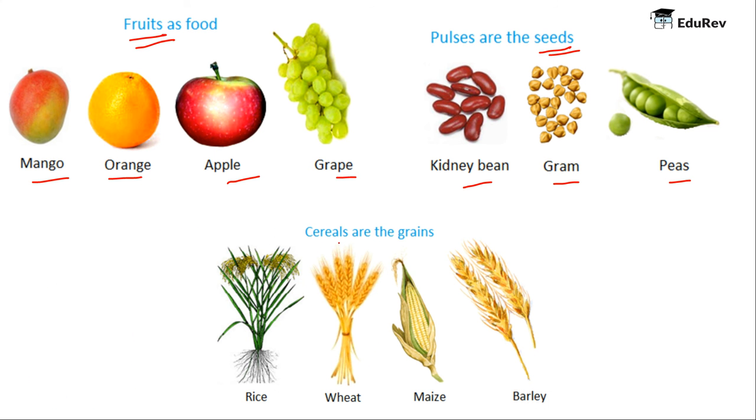Children, there are some plants which produce grains and we eat these grains too. The examples of these plants are rice, wheat, maize and barley. So, now you got to know how versatile plants are and how we can eat every part of a plant. Let's come to the next topic now.